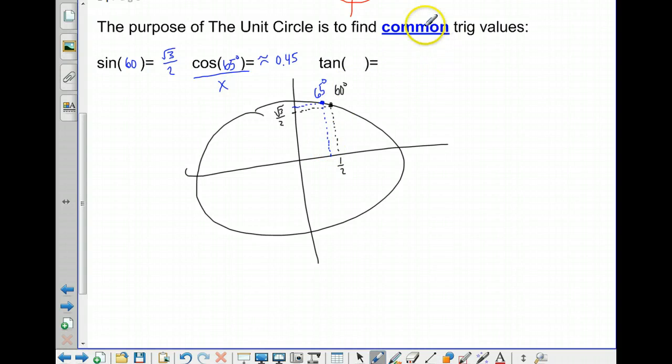Okay? So again, common trig values. Not all trig values, but the common ones. And in general, math problems are written so that you can use these. Any questions?